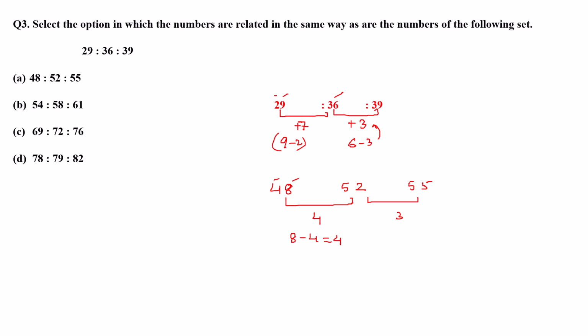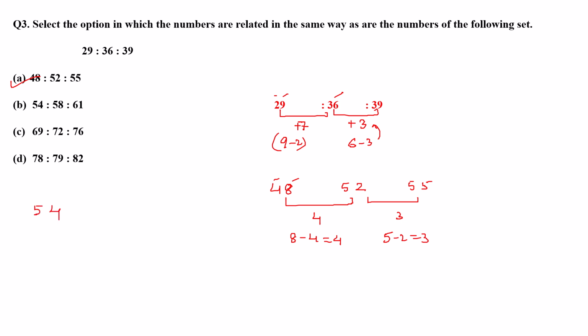Okay. Now same way here, find the difference between 5 and 2. Like here we did, we were finding out the difference of 9 and 2 and 6 and 3. Same way 8 minus 4 is giving me 4 and 5 minus 2 is giving me 3. So here that relation is followed, isn't it? So according to that, A should be the correct option, but you can try some other options also.